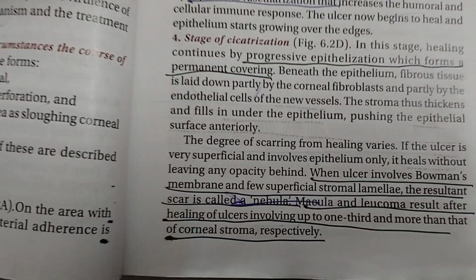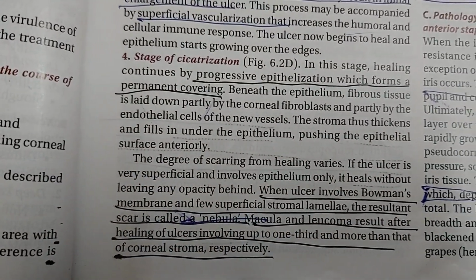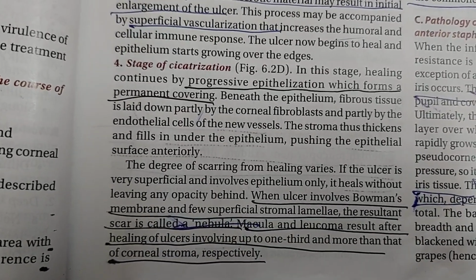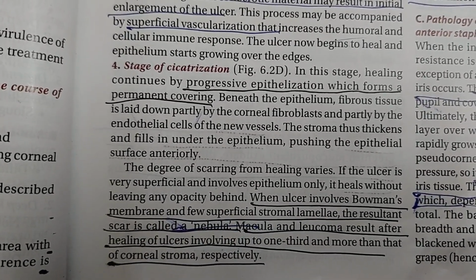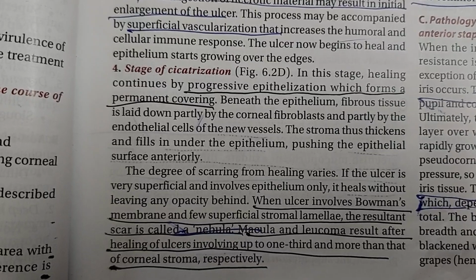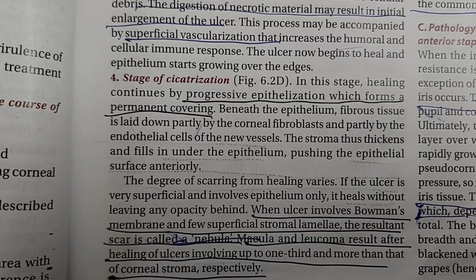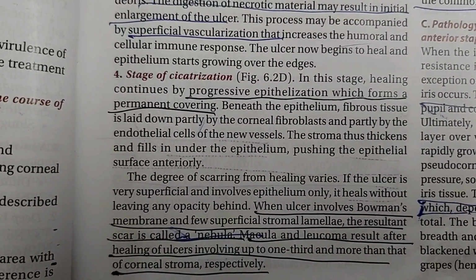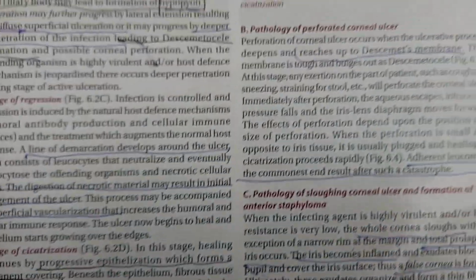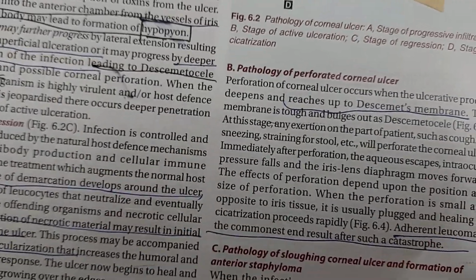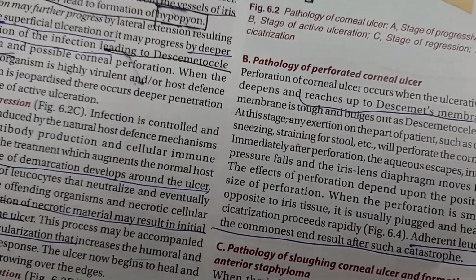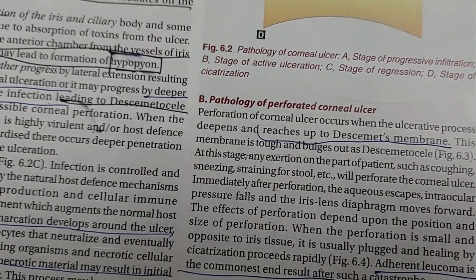I forgot to mention here that the degree of scarring varies with severity. If the ulcer is very superficial and involves only the epithelium, it heals without leaving any opacity behind. But if it involves the stroma, it can cause some opacity after healing, and it can hinder vision if it is in the pupillary region.